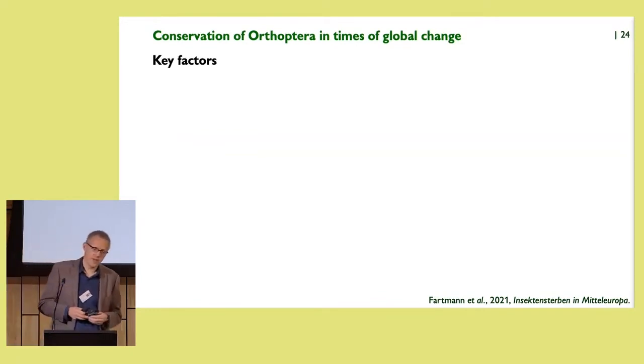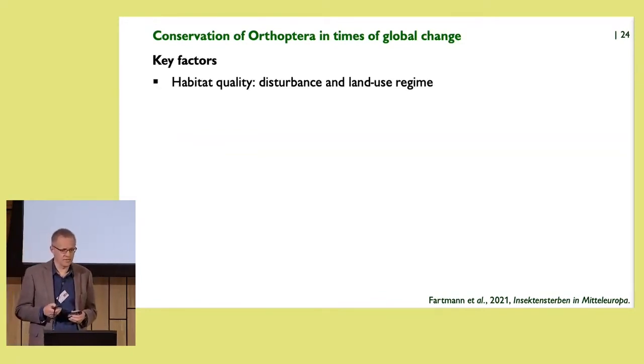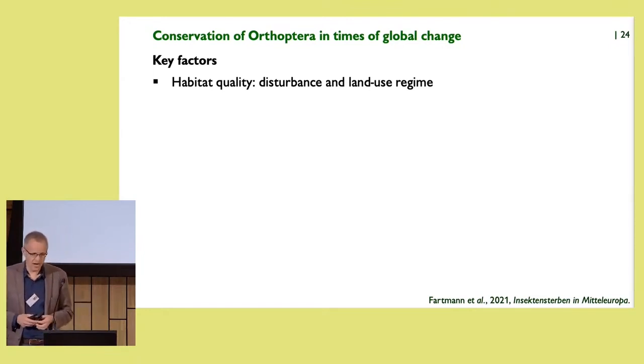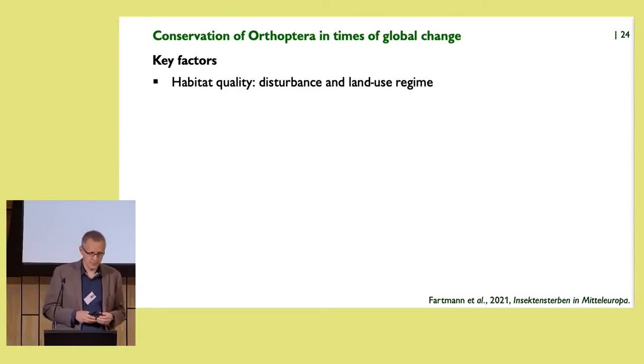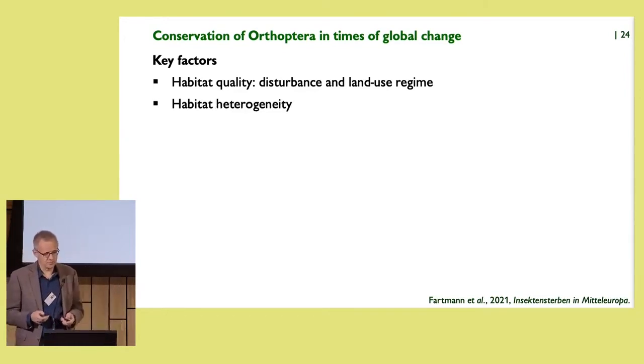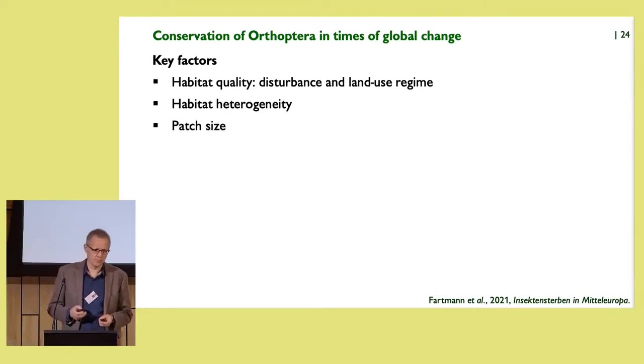The key factors for conservation are based on our findings. Habitat quality, and habitat quality clearly depends on disturbance and land use, and the land use regime, especially early and mid-successional stages, are clearly missing in most of our landscapes. And low-intensity land use favors a lot of species. Habitat heterogeneity is quite important for many species and for high species richness, and it's also a very well suitable buffer against climatic extreme events.